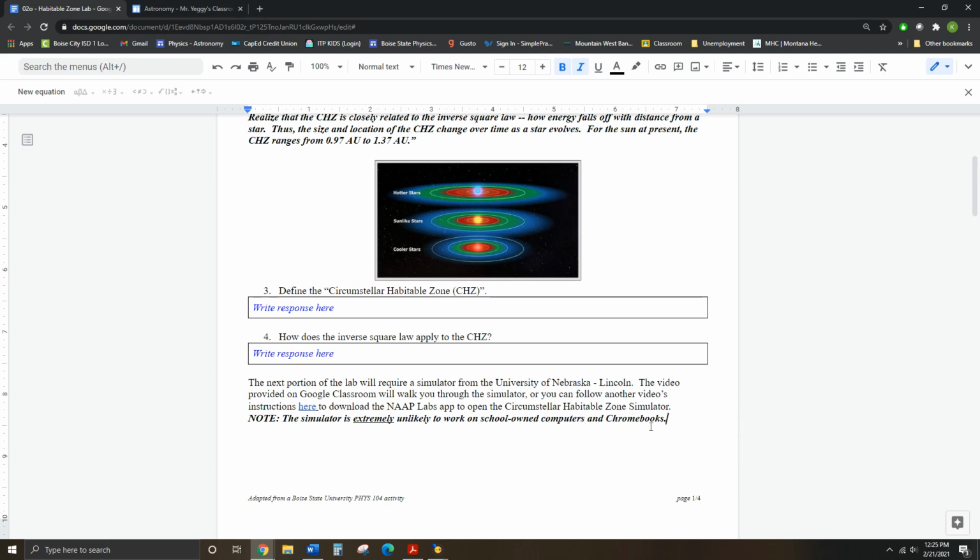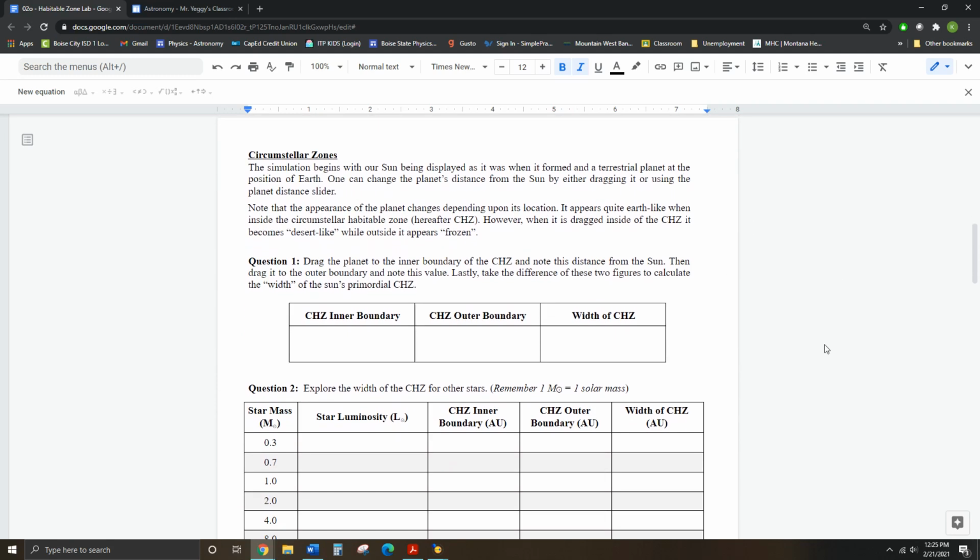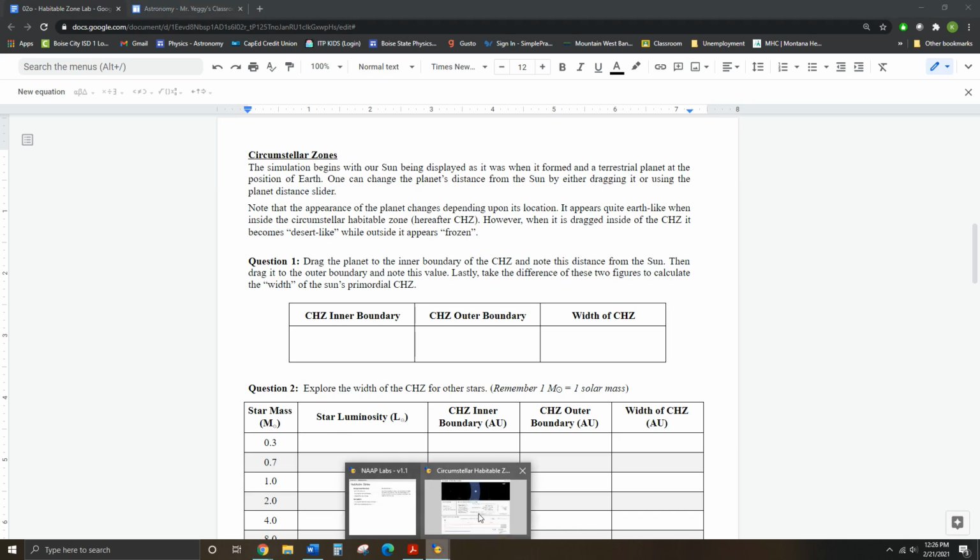So if you are not planning to download or you don't want to download, I'm going to be showing you the simulator as we go forward. Every next portion of the lab here is going to deal with the simulator that I'm going to be showing to you. So circumstellar zones. We're going to begin with the sun being displayed as it was when it formed and a terrestrial planet at the position of the Earth. We can change the position of that planet relative to the sun by moving it around.